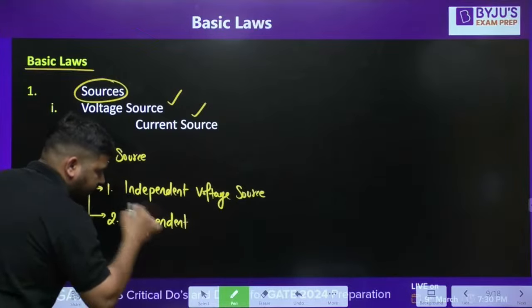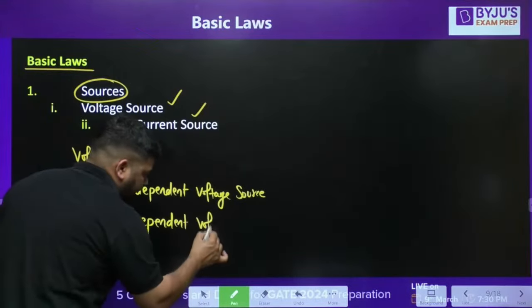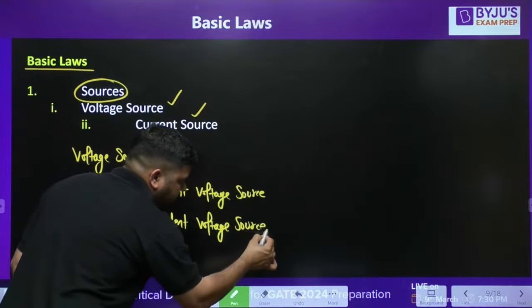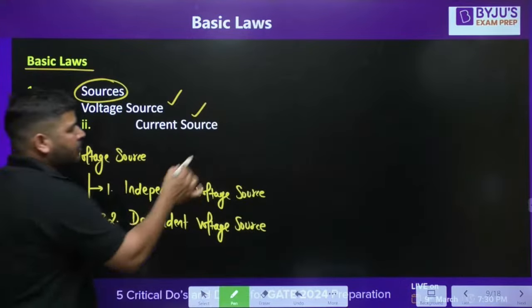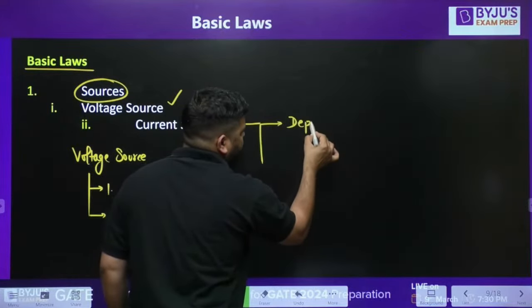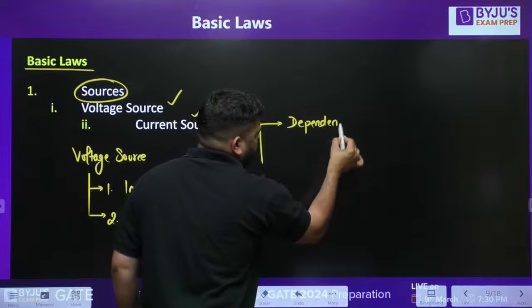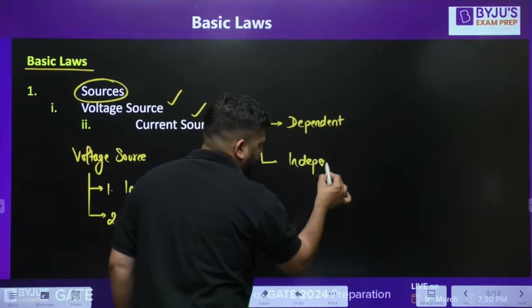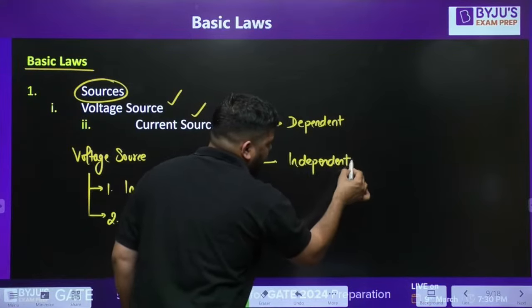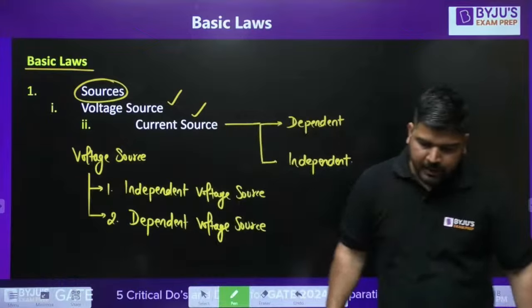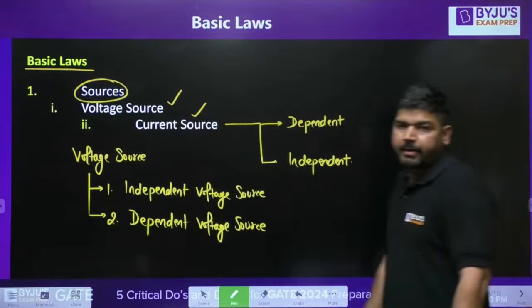Dependent voltage source. Independent voltage source and dependent voltage source. Similarly, in current source also you have 2 types, dependent and independent. Now the question is how to check whether the source is dependent or independent.